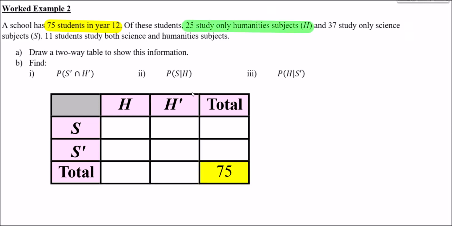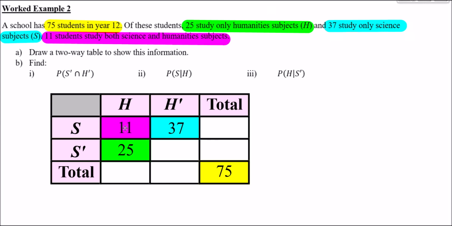Next thing we were told is 25 students studied humanities subjects. Only humanities subjects means these students studied humanities but did not study science. So that 25 relates to this box here. We're then told 37 people studied only science subjects. So that means science without doing any humanities. So that would be S and H dashed here. And finally, 11 students did both science and humanities. So that's where the S and H meet. So S and H meet at this one here, so that needs to be filled in with 11.